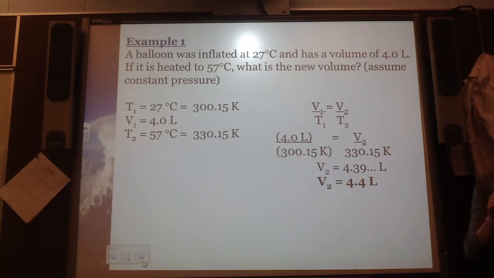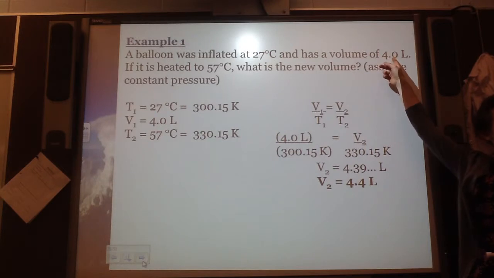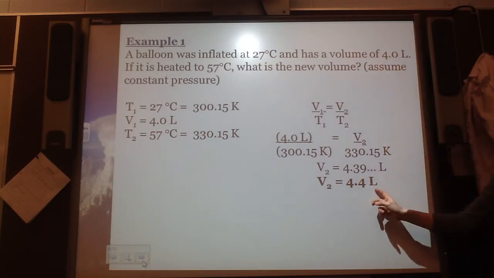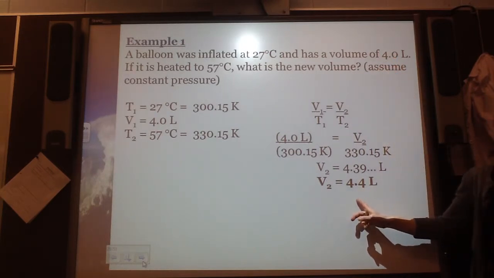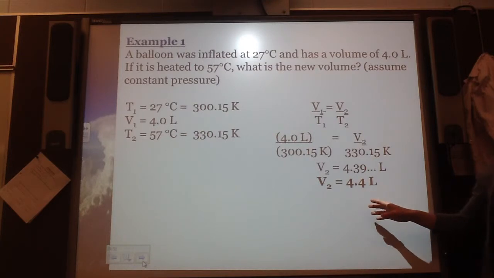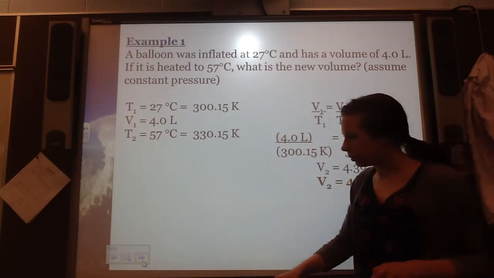So then you think about it logically. Okay, I started with 4 liters, I heated it up, and it ended up with 4.4. Okay, that makes sense, right? When you go through your questions, think about them logically too.